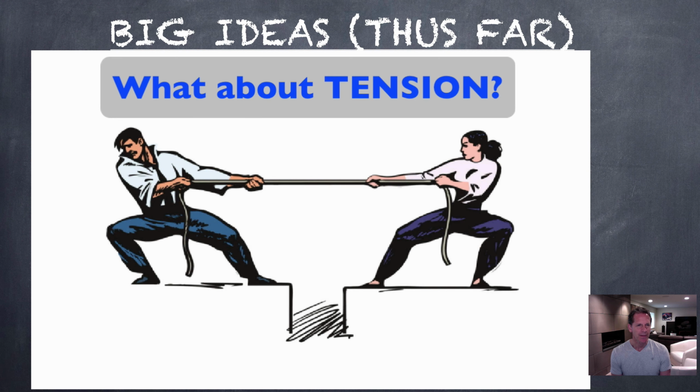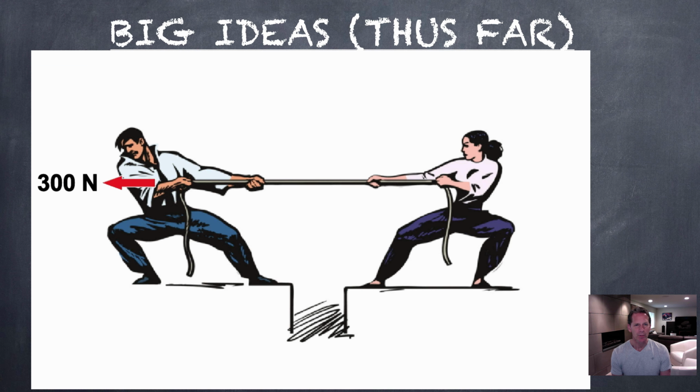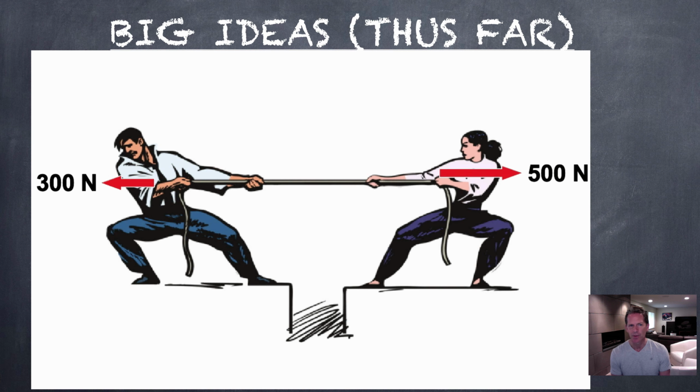That's more complex. Well, he's pulling with 300 newtons, and he's pulling along the rope, so that force would transfer along the rope to the woman on the other side. So what would she experience? But she's pulling with 500 newtons, and that force in turn would be transferred along the rope to the guy on the left. So what's the force of tension really going to be?